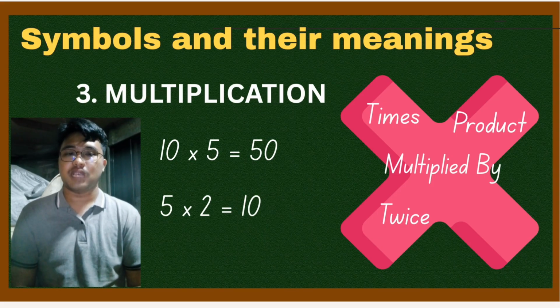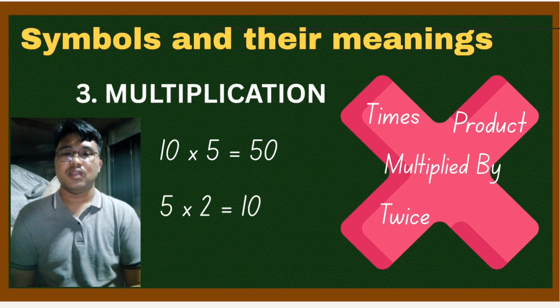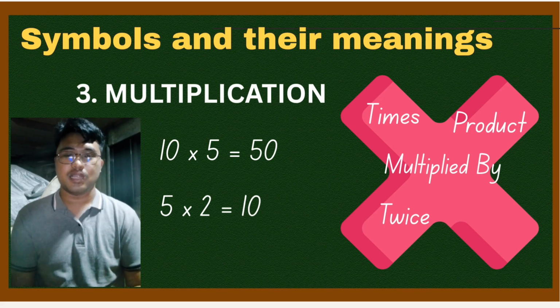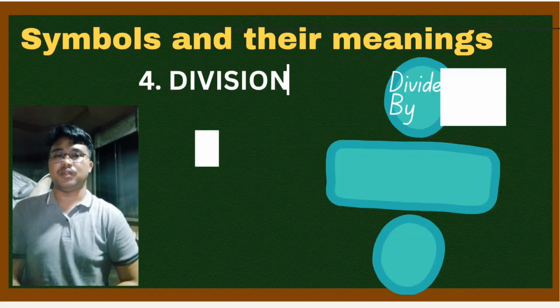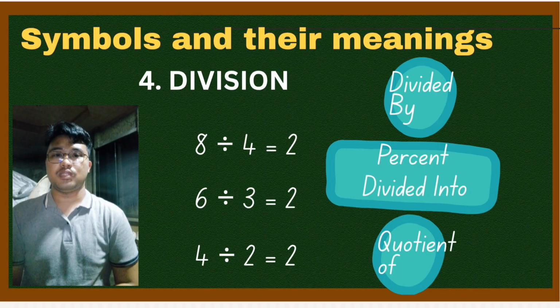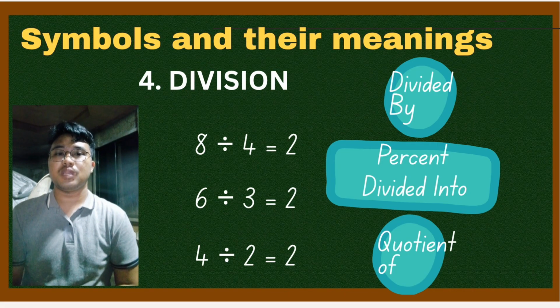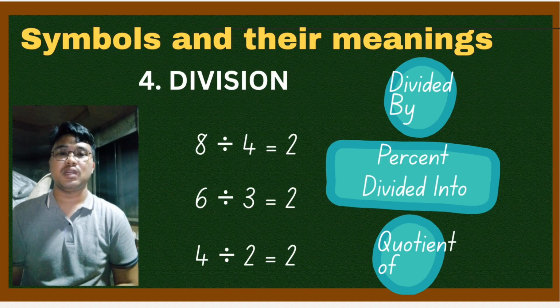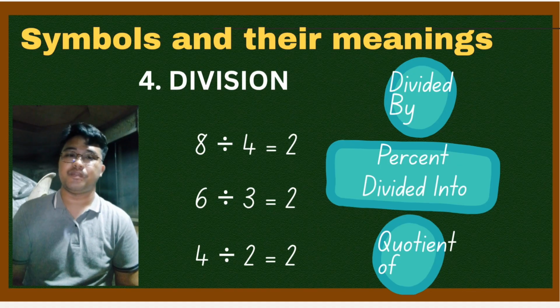So the times sign can also mean times, multiplied by, product, and twice. The next symbol is the division. The division symbol is used when we want to separate or share a number into equal parts or groups. It tells us how many times one number can be divided by another.